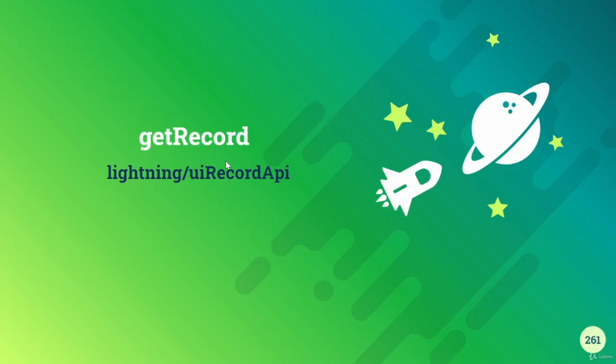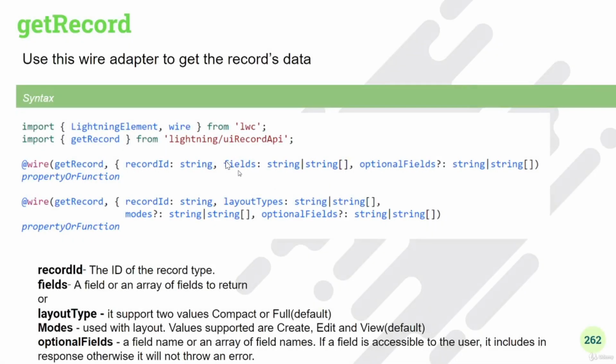In this video, we'll talk about the get record wire adapter. And this adapter we can import from lightning/uiRecordApi. So we use this wire adapter to get the record data, and with this adapter you can only get the record data, not the metadata or layout information, only the record information. Okay, so let's look at the syntax.